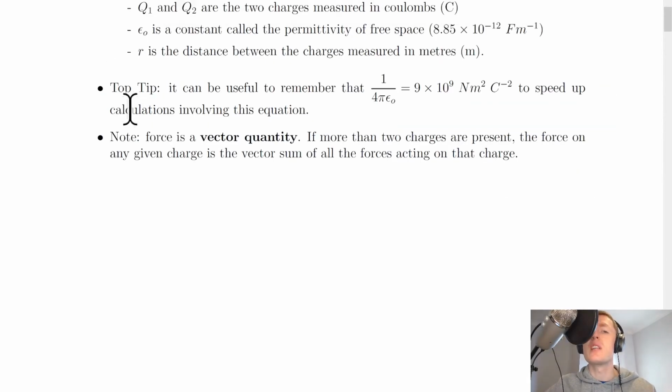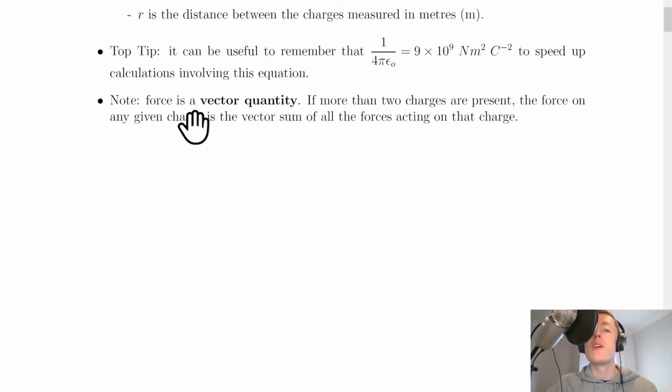Going back to the notes now, there's a top tip here that you can use when you're doing calculations for Coulomb's inverse square law, and it says that it can be useful to remember that 1 over 4 pi epsilon naught is equal to this constant 9 times 10 to the 9 newton metre squared per coulomb squared, to speed up calculations involving this equation. I would say however that it's probably safer just to use epsilon naught as is and plug it in with the value from the datasheet, because this way you're not going to make any errors with rounding.